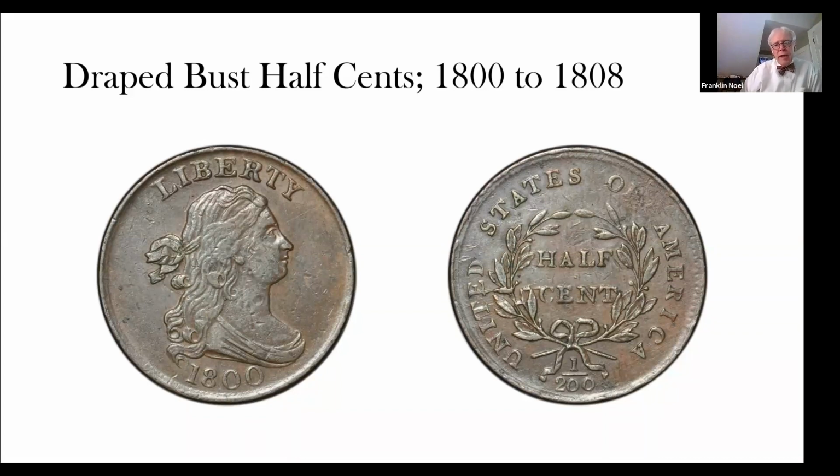All 1800 half-cents were struck from the same pair of dies. These are them. The single 1800 die variety is quite common and affordable across the grades. No half-cents were struck in 1801.